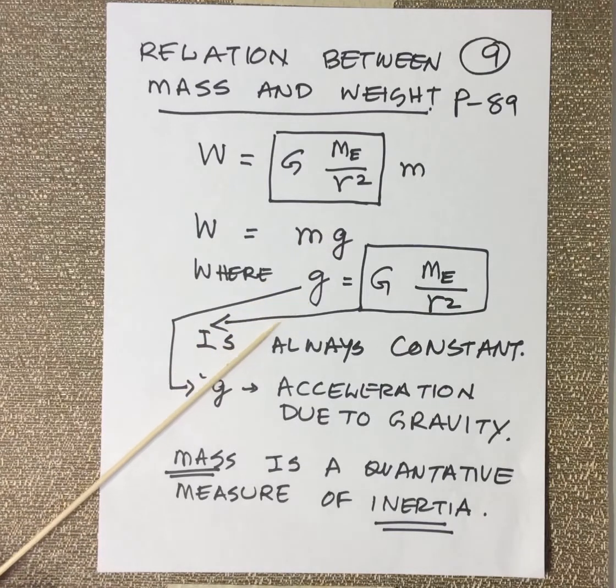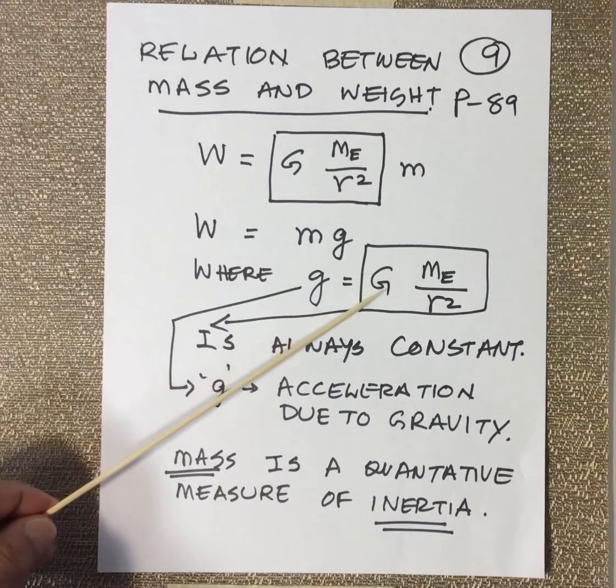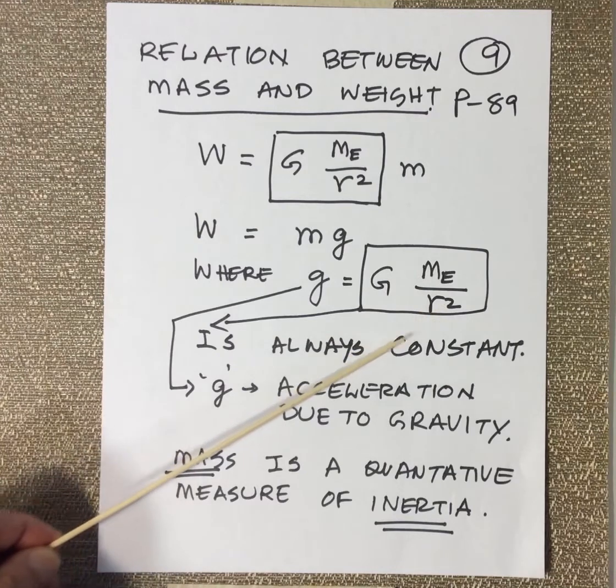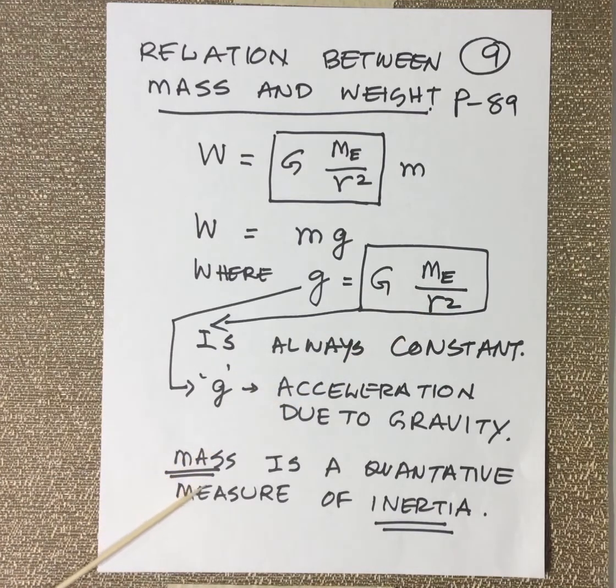So we define now that g is always a constant, and g will be equal to capital G M_e over r squared. R is the radius of the earth. So mass is a quantitative measure of inertia, don't forget it, that's very important to remember.